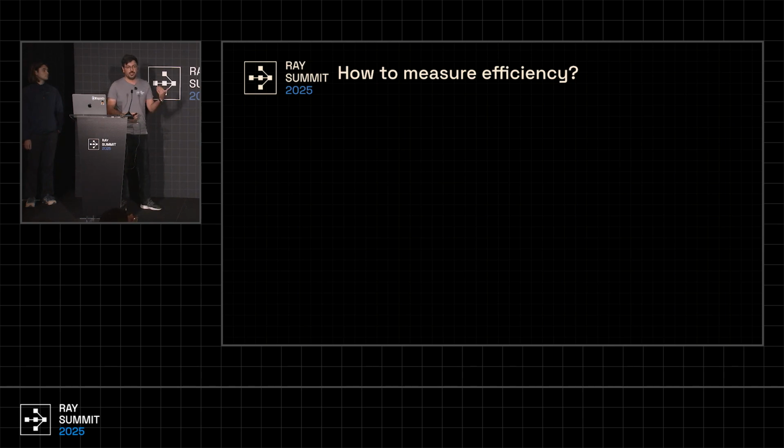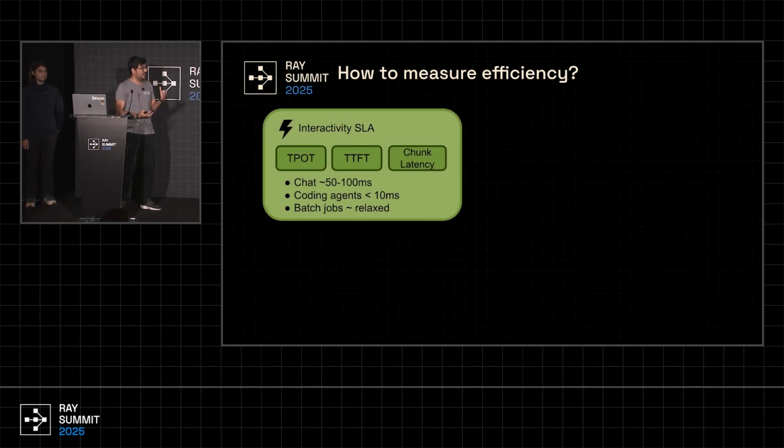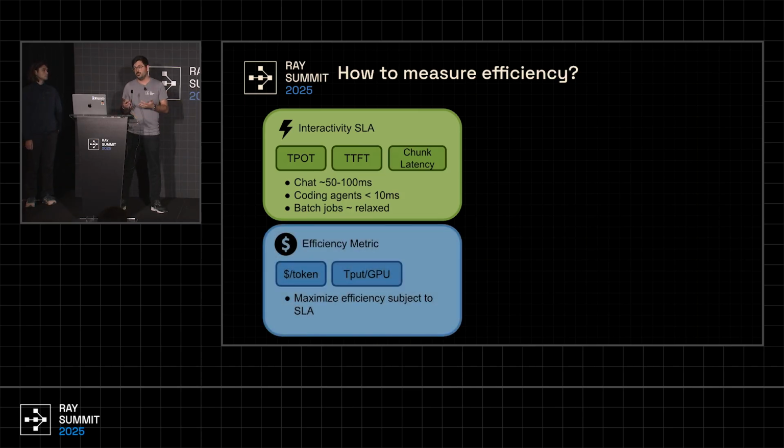Before I go any further, I just want to align ourselves on how we measure serving system efficiency. In serving systems, we are oftentimes looking at two things. One of the most important things is interactivity. That would be how fast your response is coming back, often measured in time per output token, time to first token, and such. Different applications have different requirements on this SLA. But then subject to this SLA, what we want to do is maximize some sort of efficiency metric. That would be something like dollar per token spent, or some sort of throughput measure per GPU.